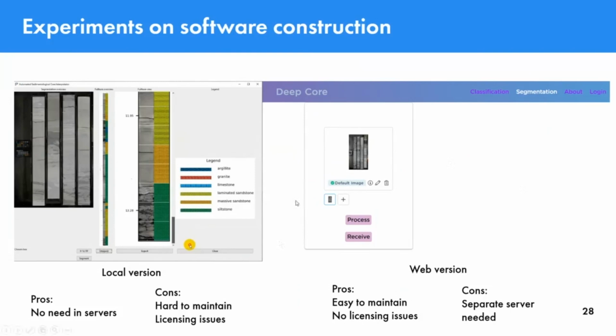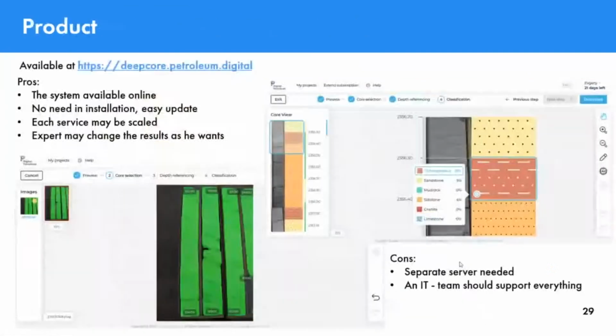For the local version, it doesn't need any additional infrastructure to support it, but it's hard to maintain, it's hard to update, and there are several licensing issues which are important for the company if it starts to use it. And the web version has some pros, such as easy maintenance, easy to update, and there are no licensing issues. But there is always a need for some kind of server which should be maintained by the IT team.